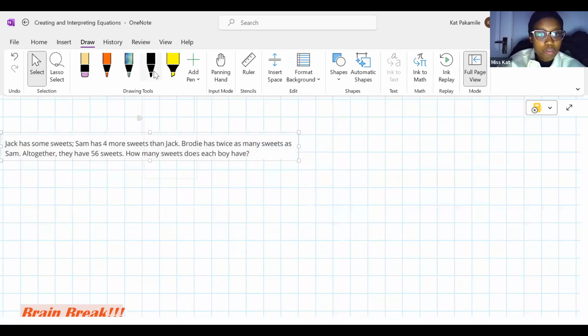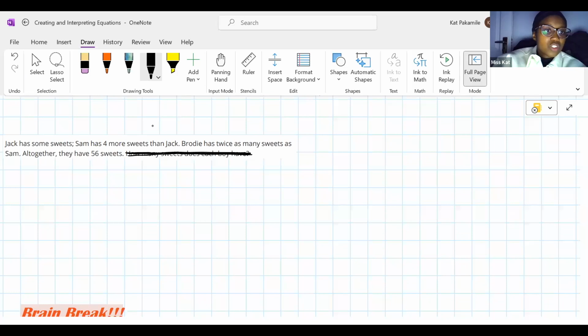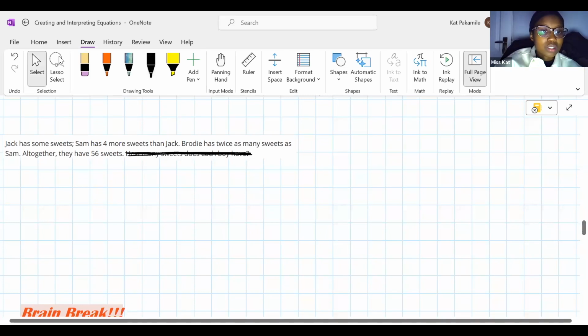Okay, let's do one more before our brain break. We don't want to know how many sweets they each have. I just want you guys to form an algebraic equation representing this information. Jack has some sweets. Sam has 4 more sweets than Jack. Brody has twice as many sweets as Sam, and altogether they have 56 sweets.